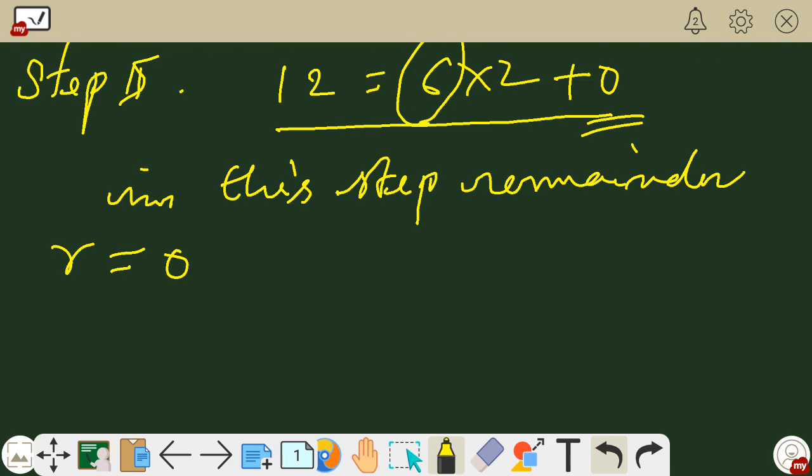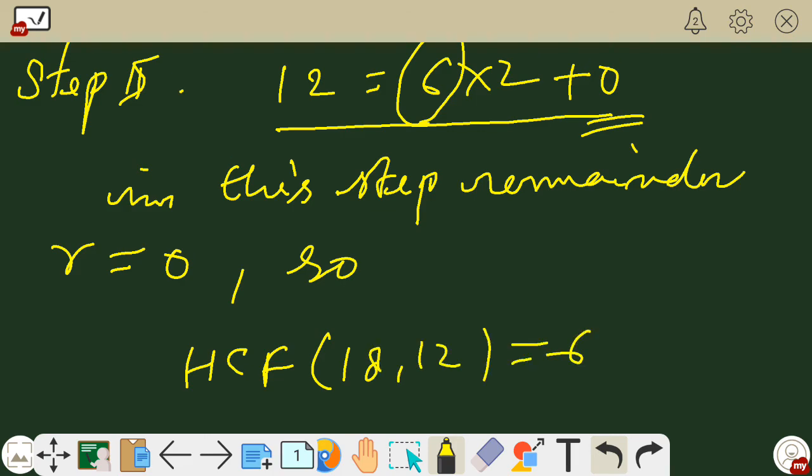So the HCF, highest common factor, of 18 and 12 is equal to 6. The widest utilization of EDL is to find the HCF of two or more positive integers.